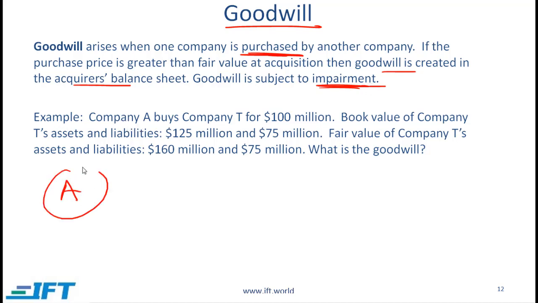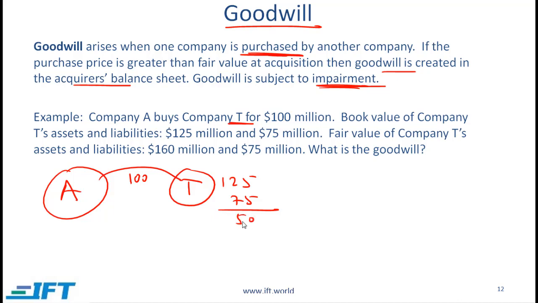Let us understand how goodwill is created. Let's say you have company A, which buys company T, and this purchase takes place for 100 million. The book value of company T's assets and liabilities are 125 million and 75 million, which means that the net book value or equity is 50 million. However, the fair value of company T's assets and liabilities are 160 and 75 million.